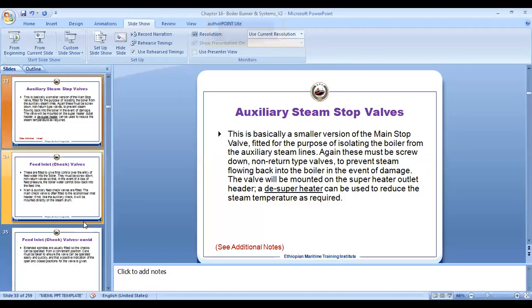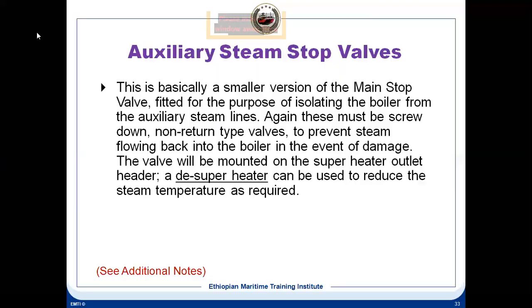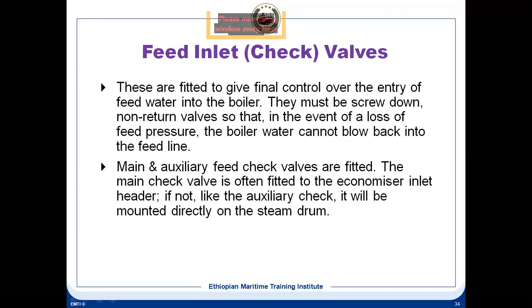Then you have these features. Then you have the feed check valves. They are fitted to give final control over the entry of feed water into the boiler. Again, the feed check valves need to be screw-down non-return, so that if there is less pressure, or let's say there is a pipeline rupture, the hot water from the boiler should not flow back into the feed line. So the feed check valves should be screw-down non-return, so that boiler water cannot flow back into the feed line.